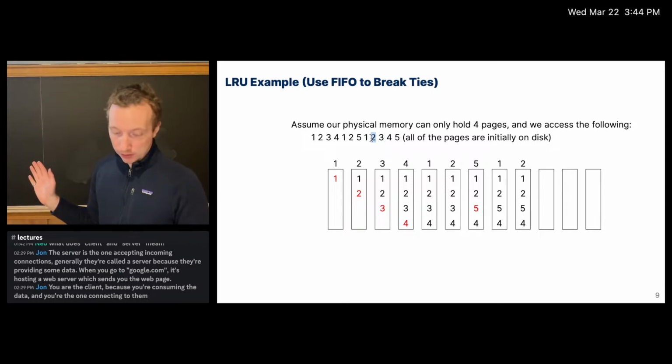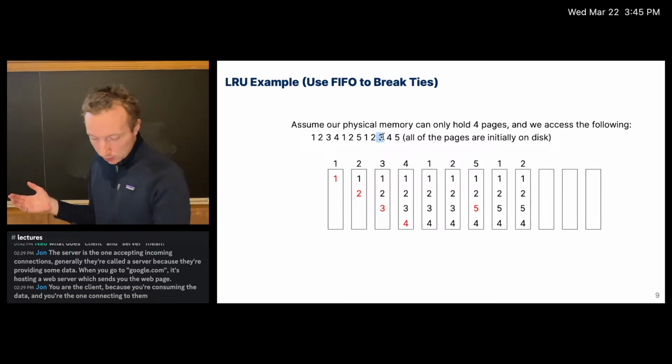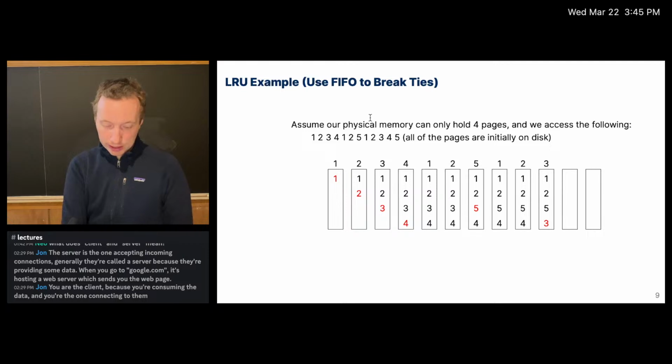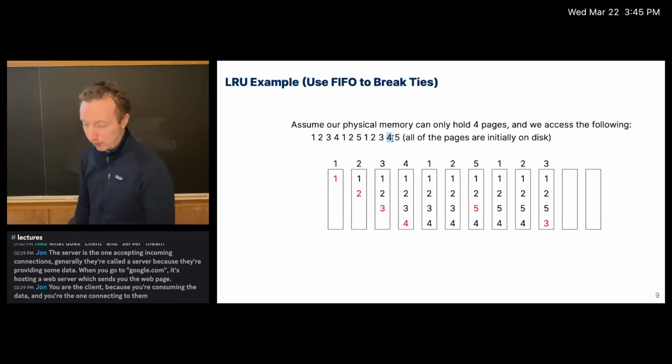2 safe. We also can't kick out 1 because it was just used, so 1 safe. And we also can't kick out 5 because it was used right before that, so 5 safe. So by process of elimination, 4 is the one we kick out, which will prove to be a bad decision, but hey, we made it. So we kick out 4 and we replace it with 3, and now we access page 4, which unfortunately we just kicked out.